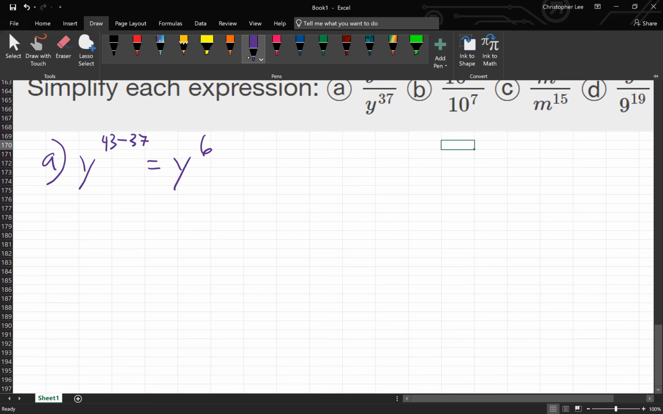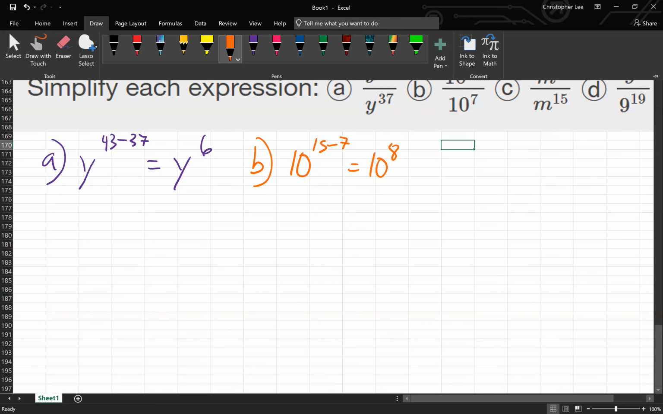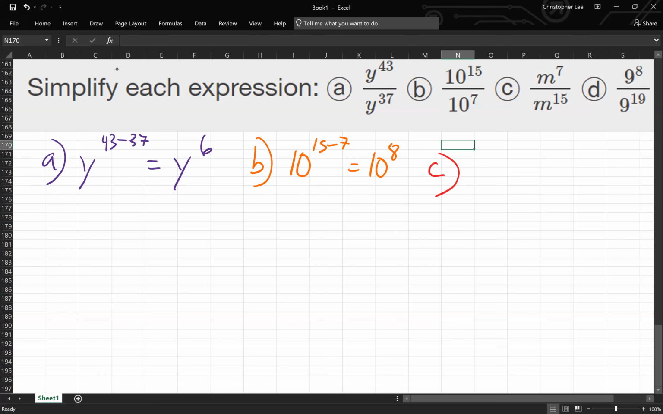Let me get a different color real quick. Let's look at B. I'm going to have what, 10 to the 15 minus 7. What's that? 10 to the 8, very good. Let me get another color. Try out my red, all right? So I got M to the 7, oops, made a mistake. 7 take away 15, and that's going to give me M to the what? Negative 8, good. And then 1 over M to the 8, very good.